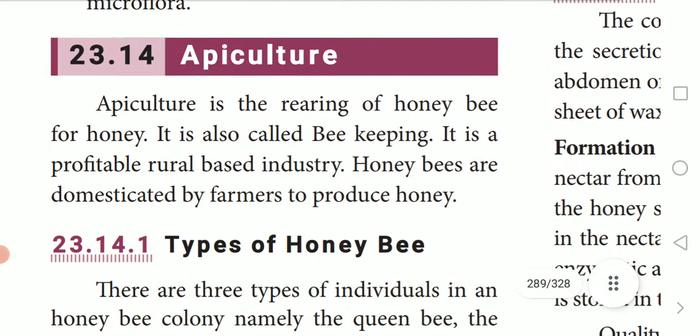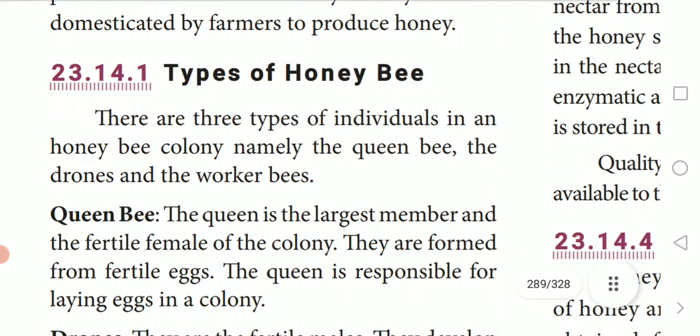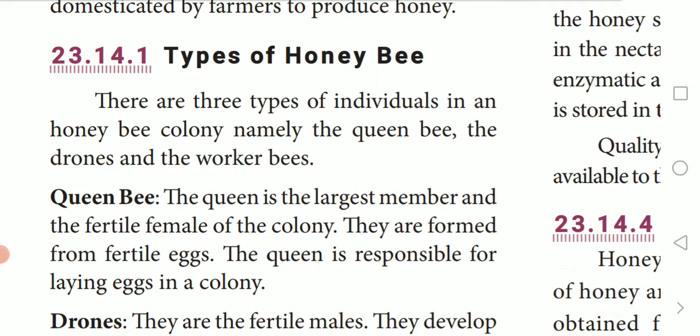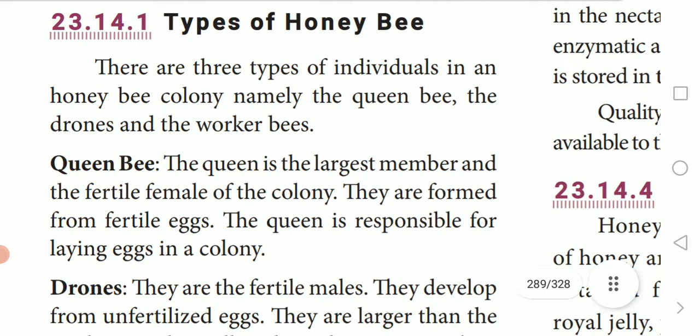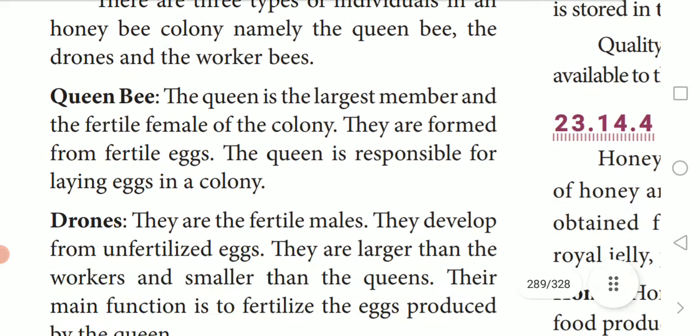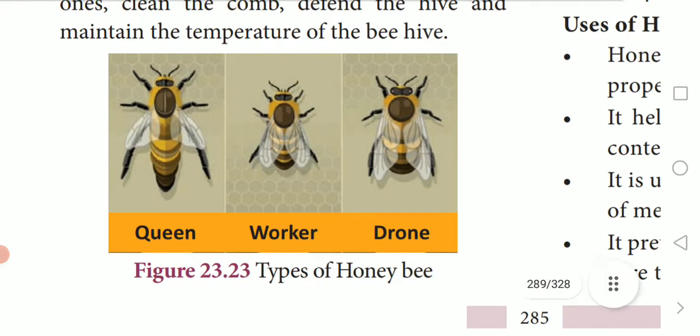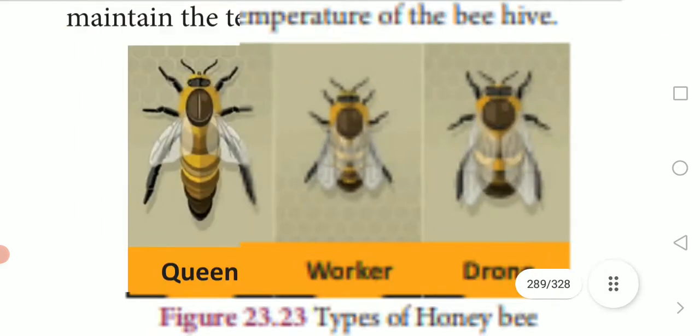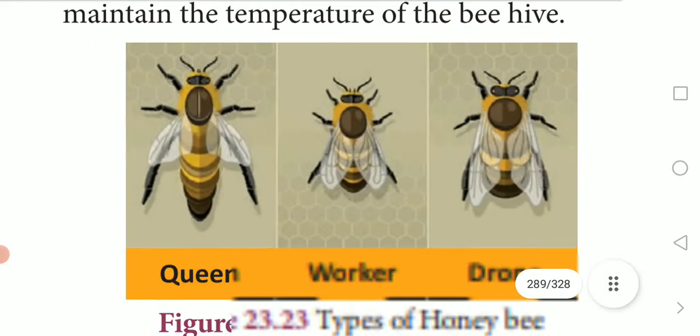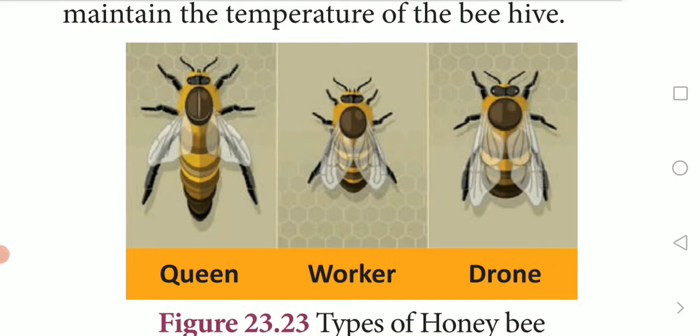The next topic is apiculture. Apiculture is the rearing of honeybees for honey. It is also called beekeeping. It is a profitable rural-based industry. Honeybees are domesticated by farmers to produce honey. There are three types of individuals in a honeybee colony, namely queen bee, drone bee, and worker bee. So these are the three different types of honeybees.